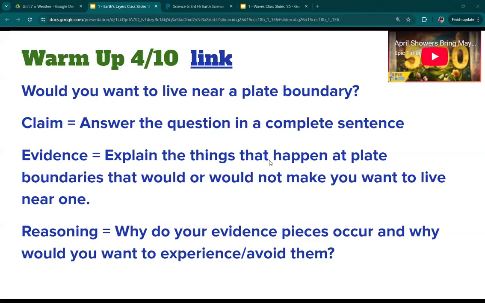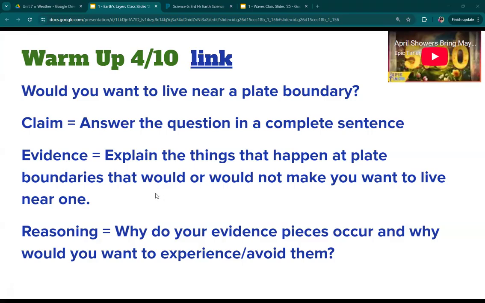That's Thursday, April 10th. Your warm-up today was asking about a question: would you want to live near a plate boundary? Now, any answer could be correct. You could say, yes, I want to live near a plate boundary, or you could say, no, I don't want to live near a plate boundary. But for the claim, it needs to answer the question. You don't need to explain why in this particular place. You just need to answer the question in a complete sentence. So again, you could say, yes, I want to live near a plate boundary, or no, I would not like to live near a plate boundary.